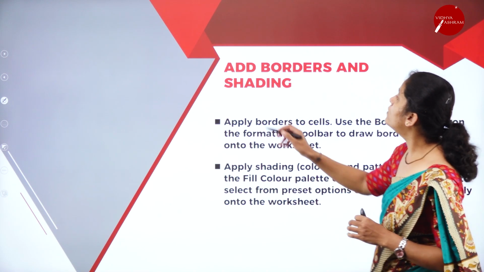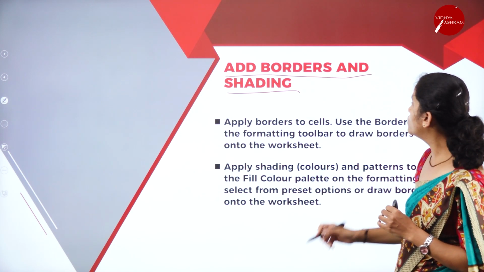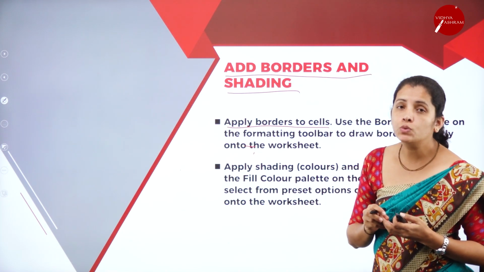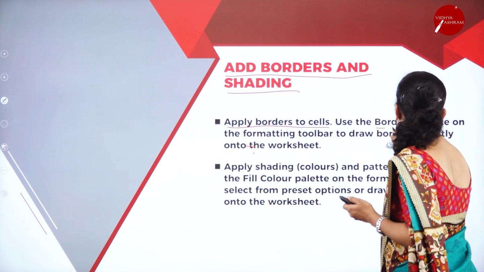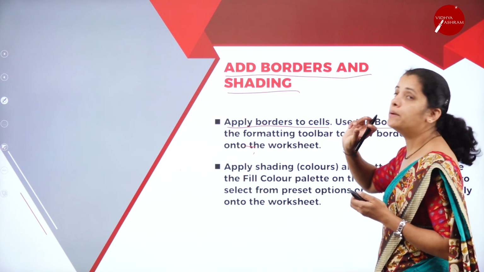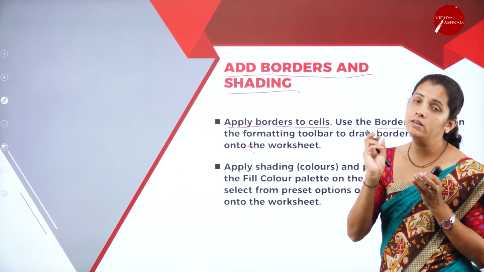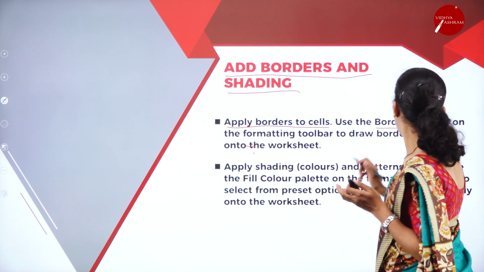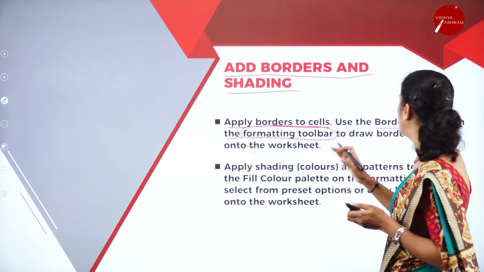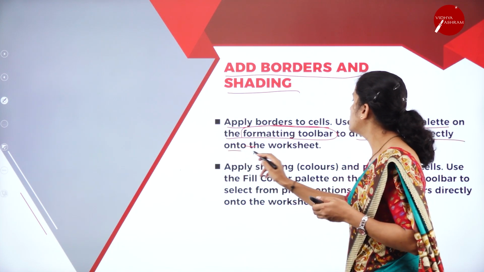Moving further, suppose I want to add borders and shading. That means I can apply borders to a cell. To apply borders to the cell, I'm going to have the option borders palette, and I'm going to get the borders from the palette. That means I'm going to select the particular borders according to my wish, and where I can get that is present in my formatting toolbar, and you want to draw the borders directly on the worksheet.